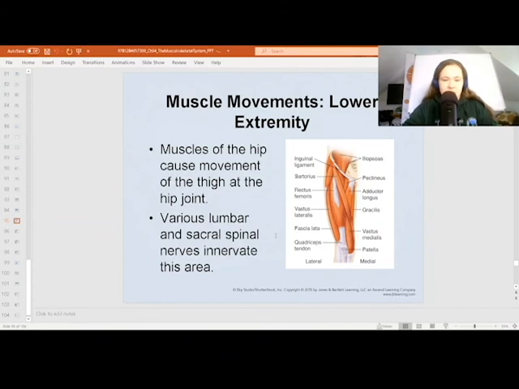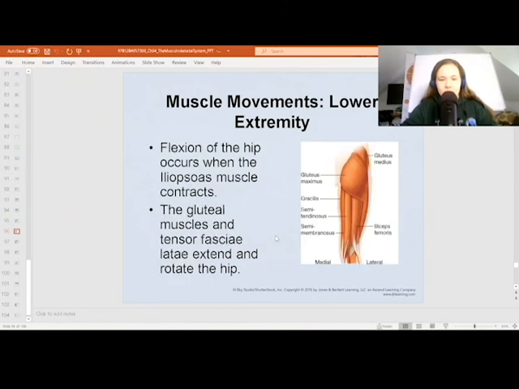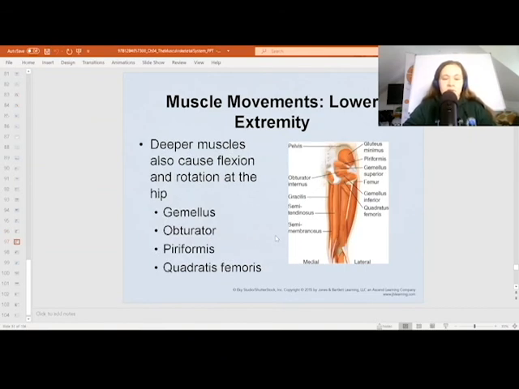Muscles of the hip cause movement of the thigh at the hip joint. Various lumbar and sacral spinal nerves innervate this area. Flexion of the hip occurs when that muscle contracts. The gluteal muscles and tensor fasciae latae extend and rotate the hip. Deeper muscles also cause rotation at the hip.